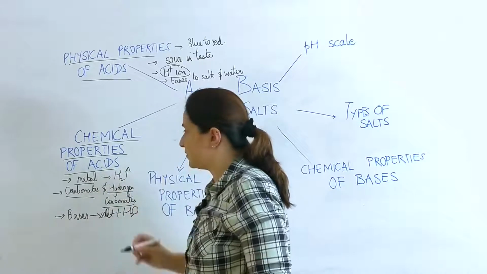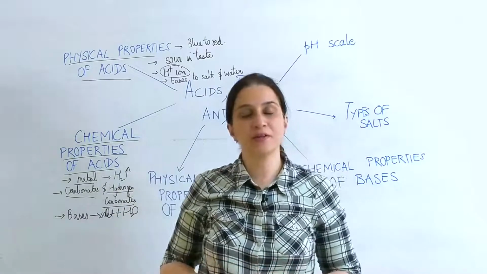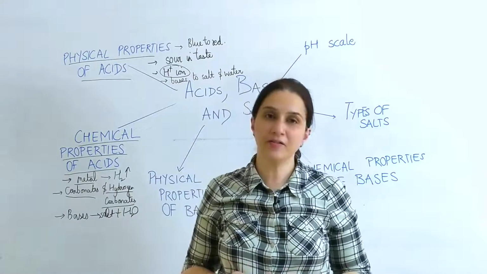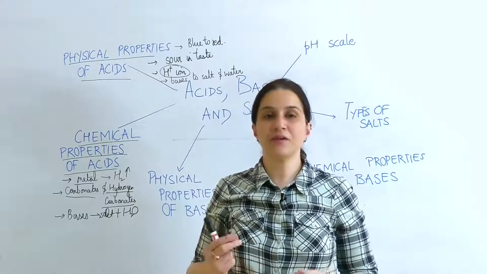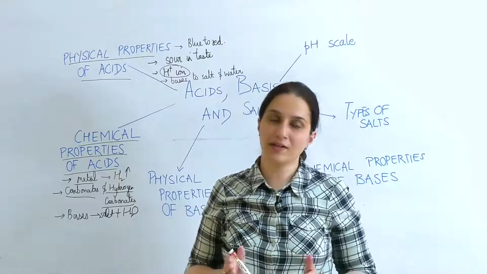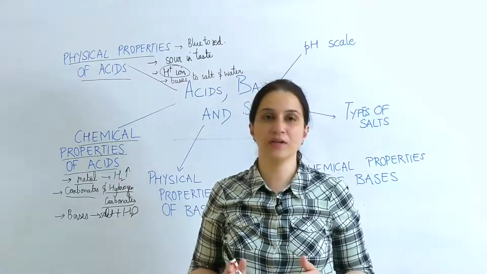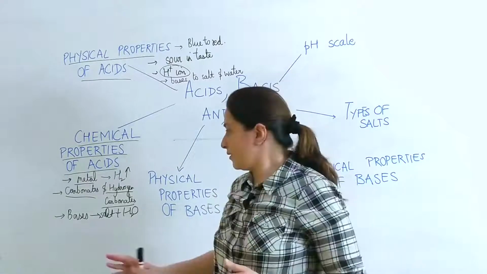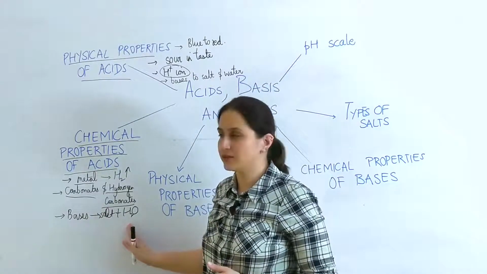I am just briefly discussing the chemical properties of acids. How do acids react with metals? For example, when HCl or H2SO4 is added to zinc, it produces a salt, that is ZnSO4, and releases hydrogen gas, which has a peculiar pop sound. And they react with bases to form salt and water. This reaction is also known as neutralization.